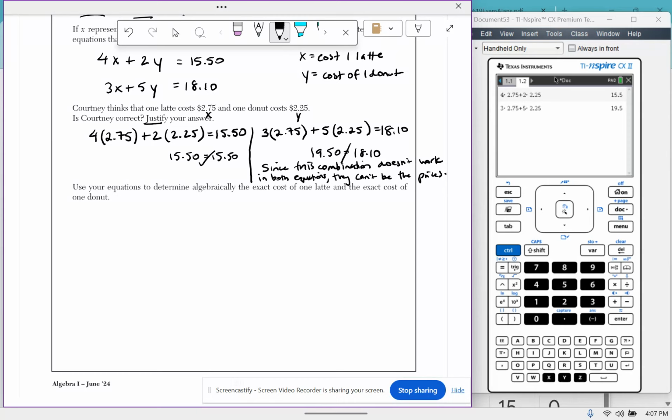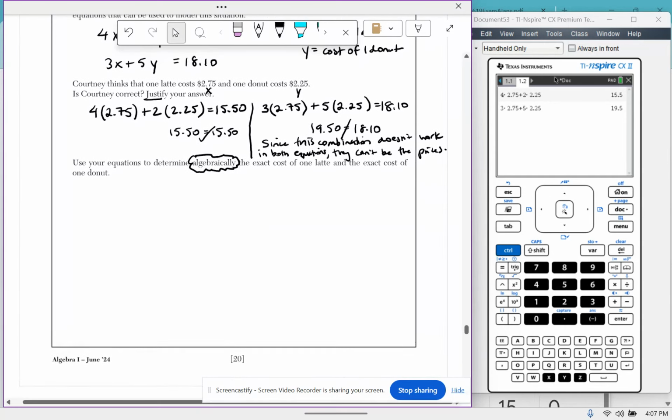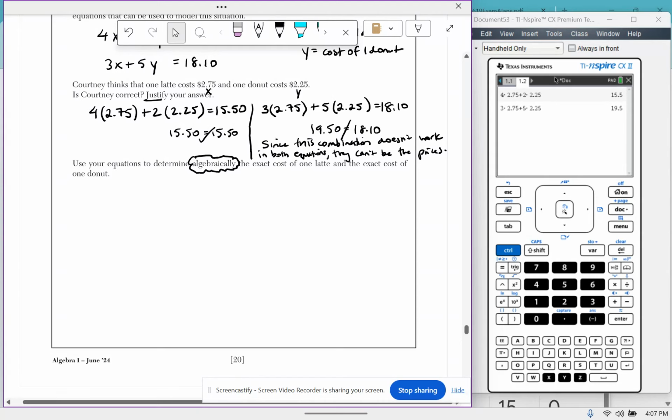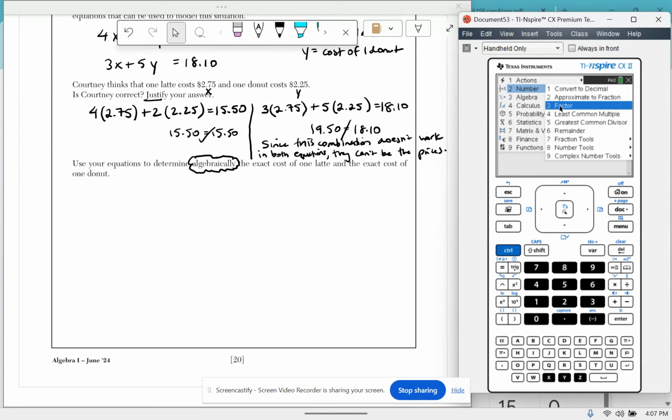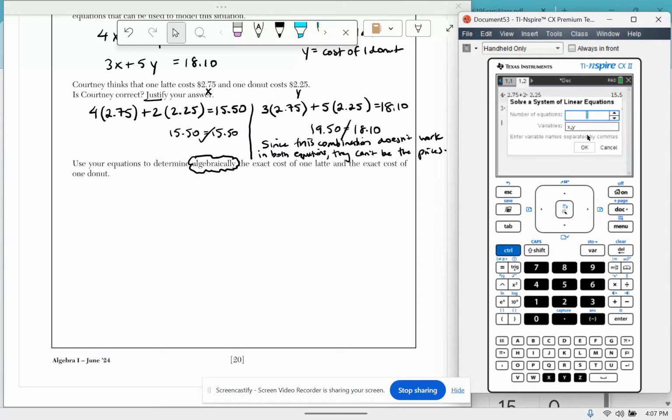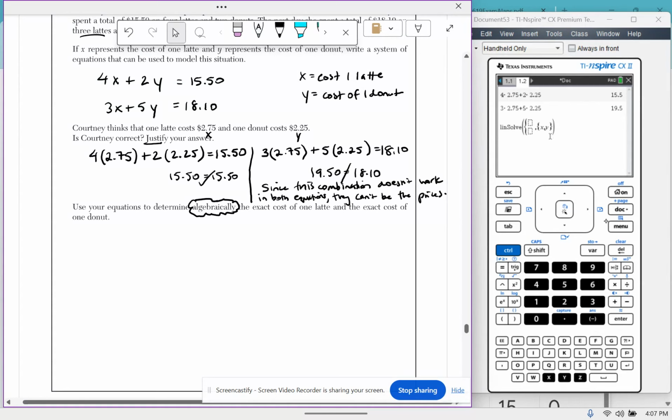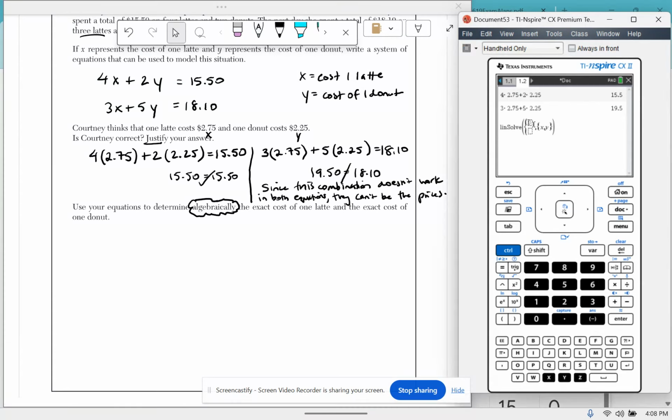Use your equations to determine algebraically, which means I need to show all the work for how I get there, the cost of 1 latte and the exact cost of 1 donut. So whenever I'm solving a system algebraically, I always like to get my answer first so I know along the way if I'm on the right track or not. So I'm going to go to menu 3.2, system of linear equations, and I'm going to type it in. Get my answer, and then know where I'm headed.